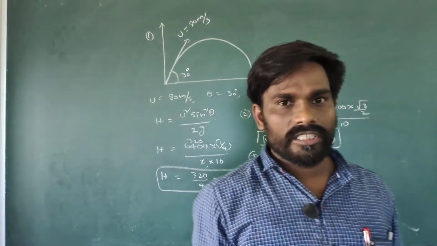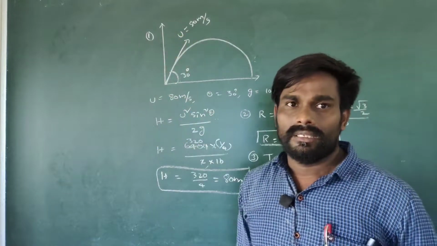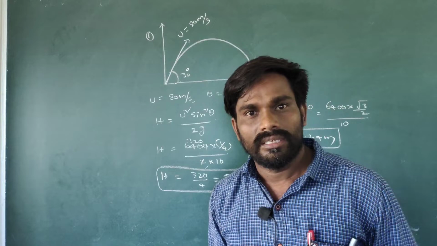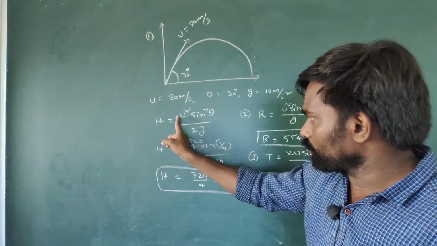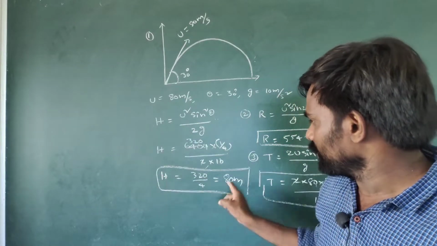Here, when a body is projected with velocity 80 meters per second at an angle of projection of 30 degrees, you find the maximum height, range and time of flight. The maximum height formula is h is equal to u square sin square theta by 2g. From this equation, h will come to 80 meters.